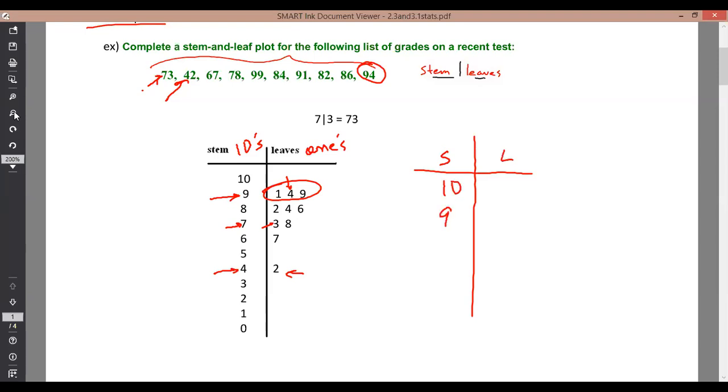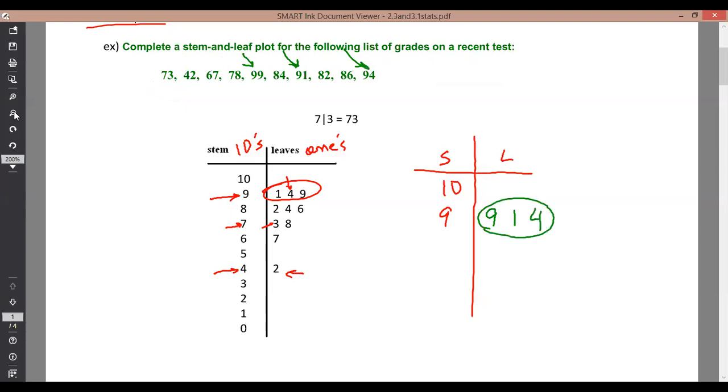If I was to do the 9s in order of appearance, just so you see this, I'd first come to 99, I put a 9 there. I'd come to 91, I put a 1. I'd come to 94, I put a 4. Check this and compare it with this.